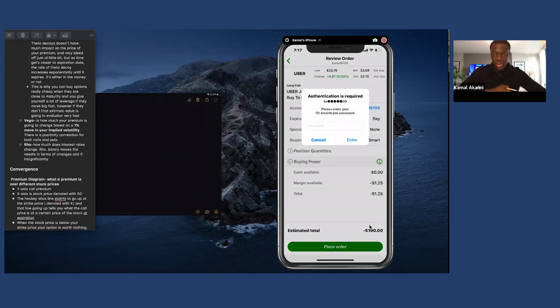Robinhood does ask for another password, I'm not sure why they do that. And you can see here, Uber, July 31st, 2020, $33. We're purchasing a call option. We are buying to open one contract at a limit price of $1.90. So buying to open is actually pretty common.